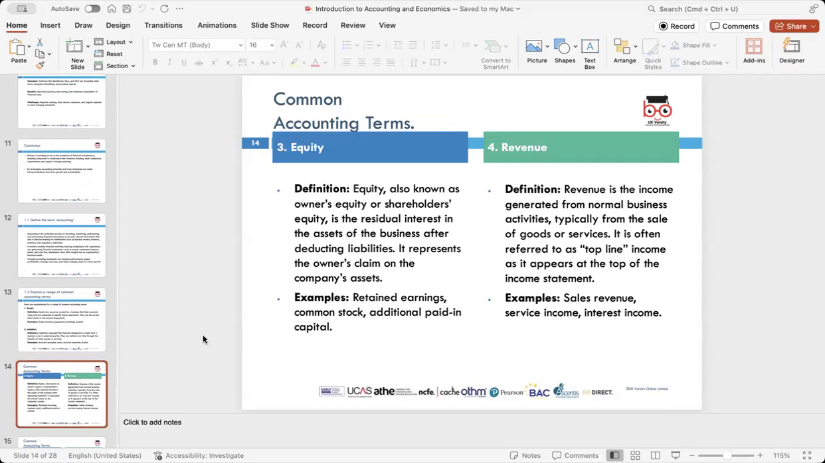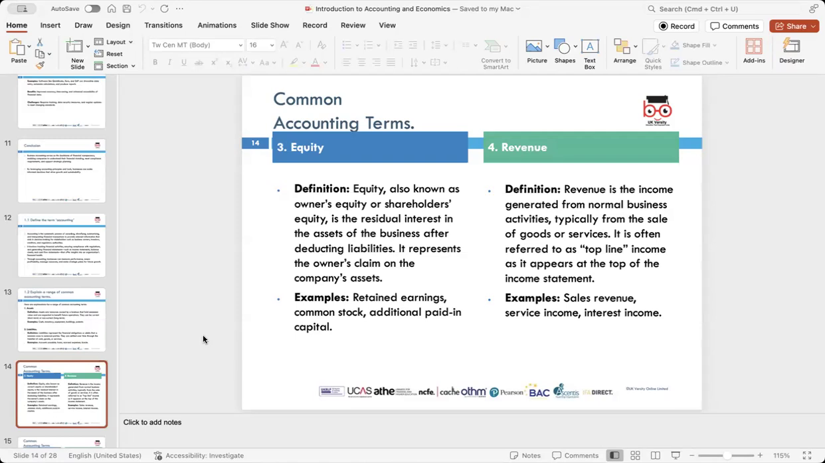Common accounting terms: equity and revenue. Equity, also called owner's equity or shareholder equity, represents the owner's stake in a company after deducting liabilities from assets. In simple terms, it is the net worth of the business.